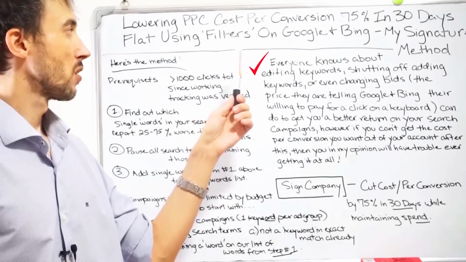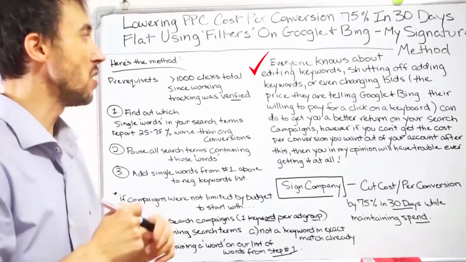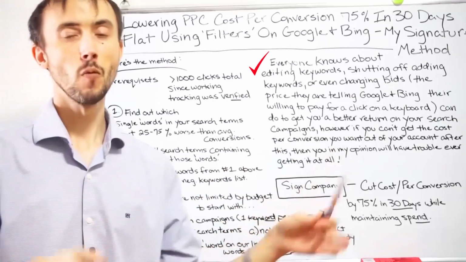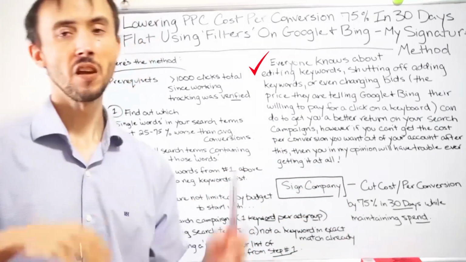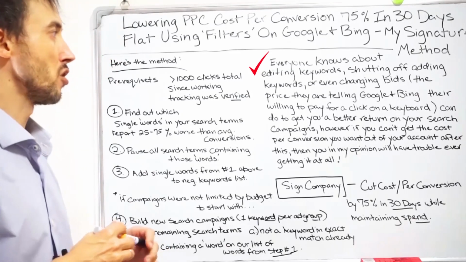So anyway, before I go into the actual method, everyone knows about editing keywords, shutting off or adding keywords, or even changing the bids of what you're paying per keyword if you have manual or enhanced bidding set up on your search campaigns.